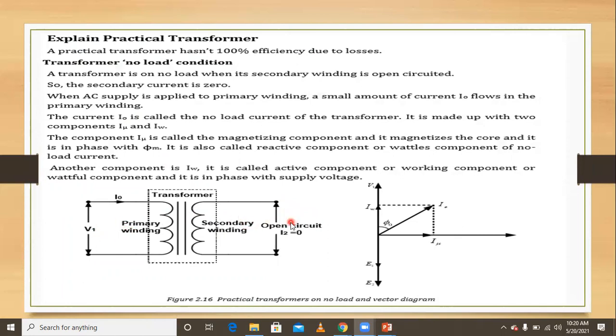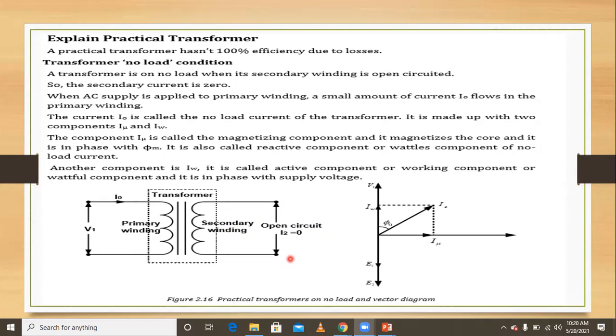If load is not connected, that means current flowing to the load is equal to 0. For example, let us assume this load is nothing but a fan, and the secondary winding of the transformer is connected to the fan. The fan is switched off, which means there is no current flowing to the fan. So that means it's open circuit.